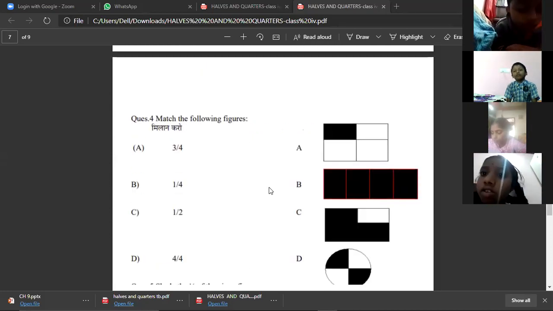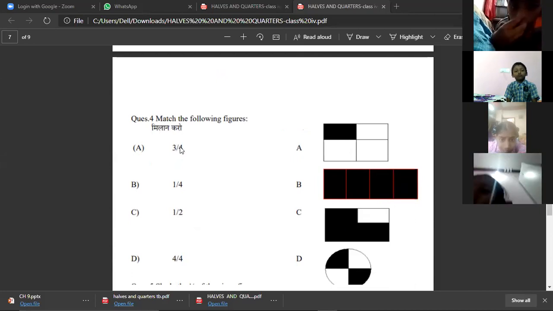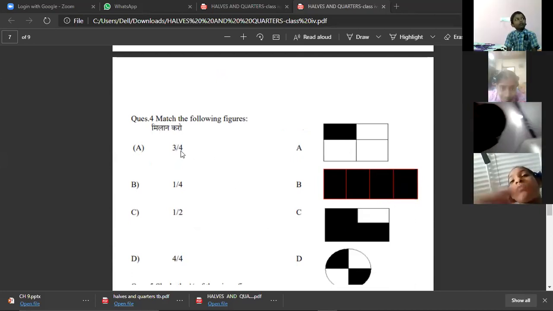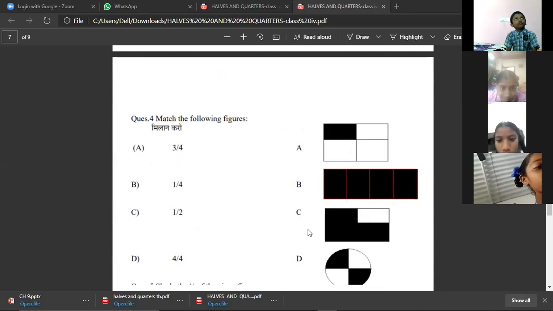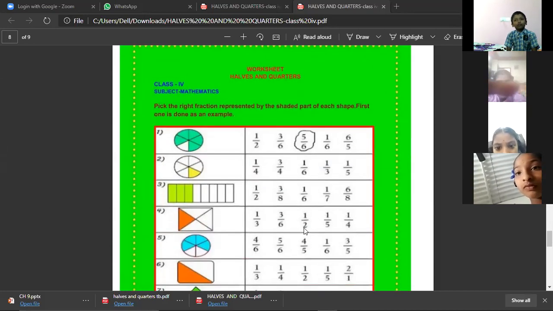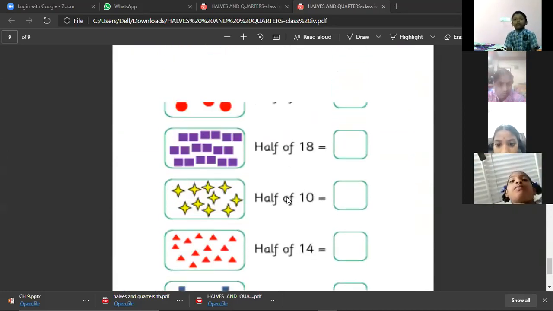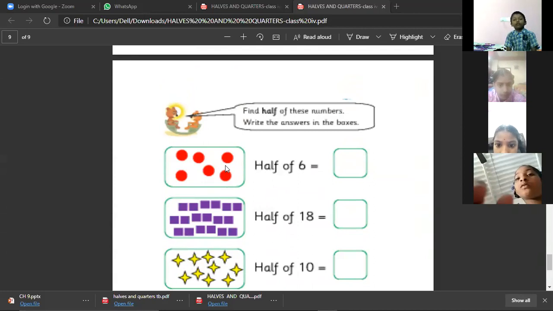Here you have to match the following. Very interesting. 3 by 4 means out of 4, 3 parts are colored. Which one? That is C. So A is going to be matched with C. Like this, you have to match the following. This also again, colors are there. Colors already done. You have to identify, write the fraction, how many parts are colored. Here there are 6 circles. Half of 6 means how many circles? 3 circles.